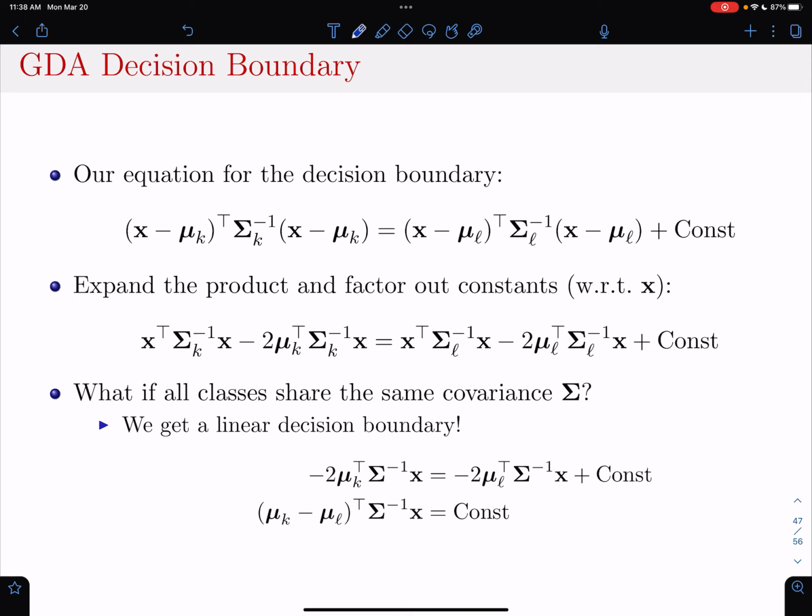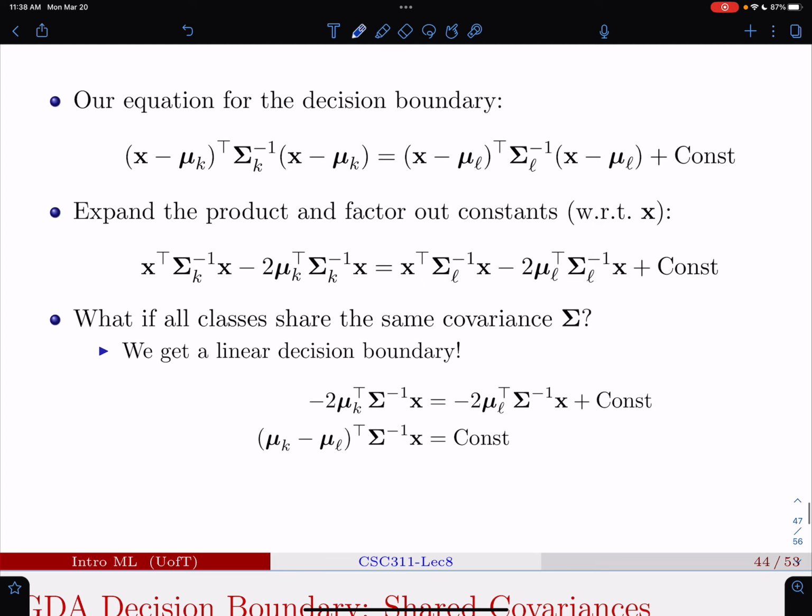One other simplifying assumption that we often make is that the covariance matrix is the same across all different classes. That simplifies the equations quite a bit, because if the sigma inverses are the same, you can move them to the same side, and this just becomes a linear function of x. So under the assumption that each class has the same covariance matrix, we end up with a linear decision boundary.